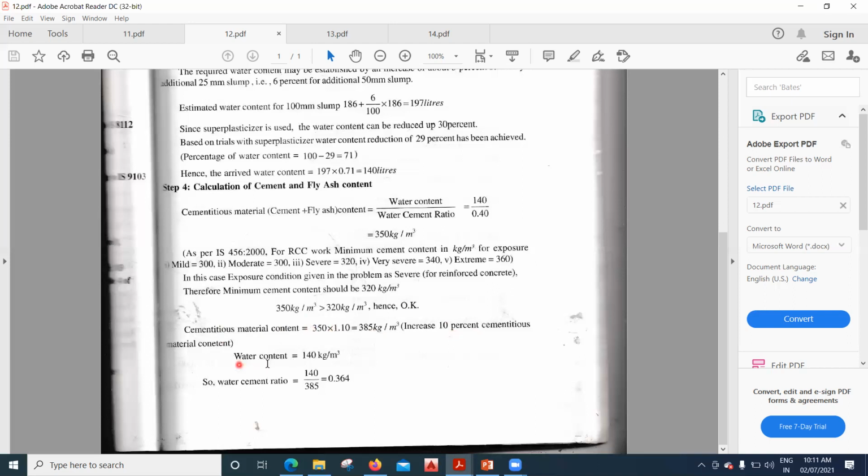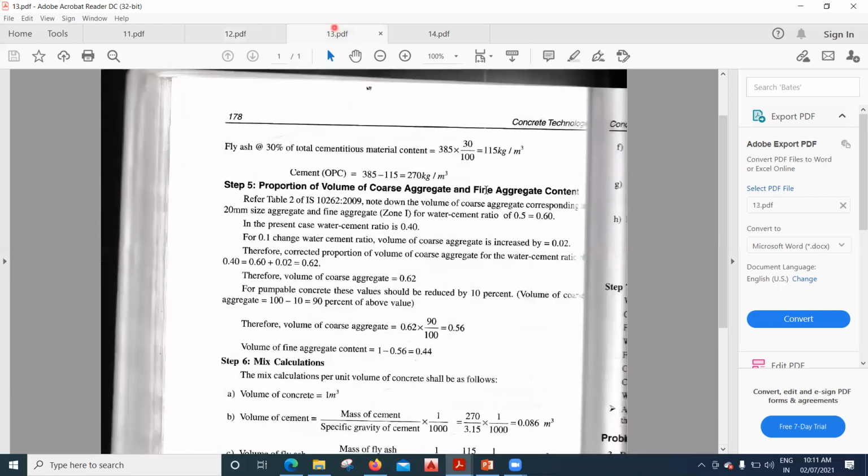There will be a change in the water content. So water content is 140. Now this time your cementitious material content has gone to 385. So the water cement ratio is equal to how much? 140, you divide it by 385. You're going to get 0.364, right? I hope up to here it is clear. Next we'll go to step 5.